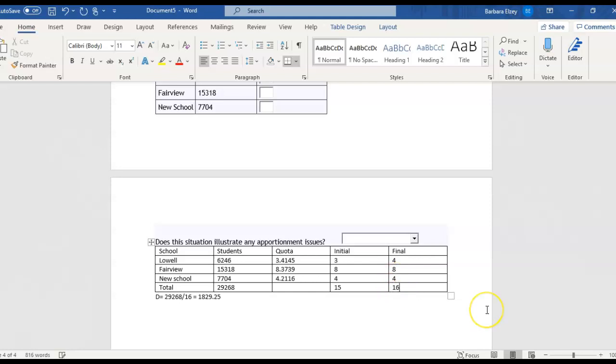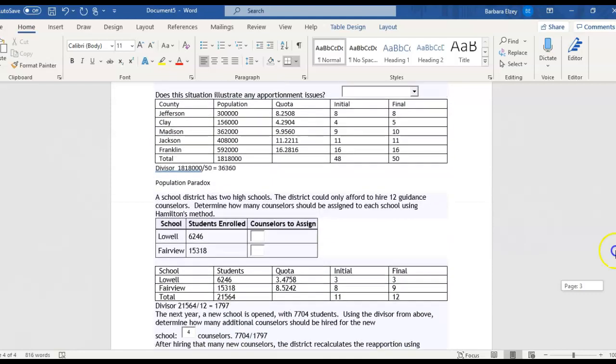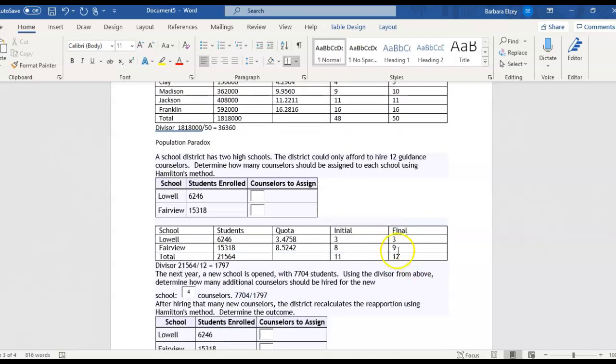Now let's notice that we expected for the new school to get 4 new seats. We actually figured that out before we started the actual allocation process. But let's notice this. Lowell gets 4, Fairview gets 8. What happened before the school was added? It was reversed, or Lowell had less and Fairview had more. So Fairview, with this new school added, lost a counselor to Lowell.